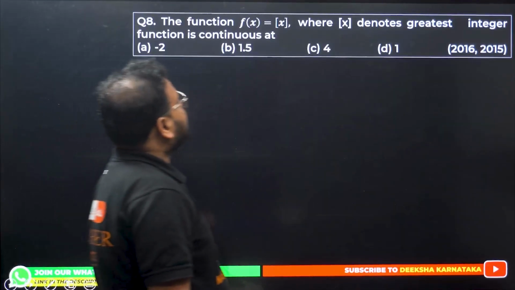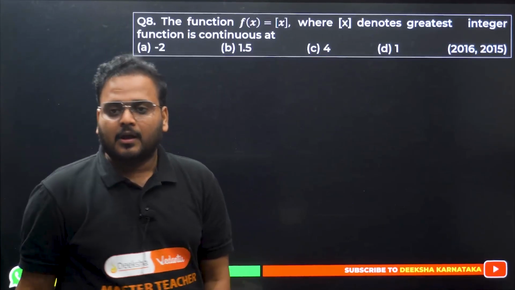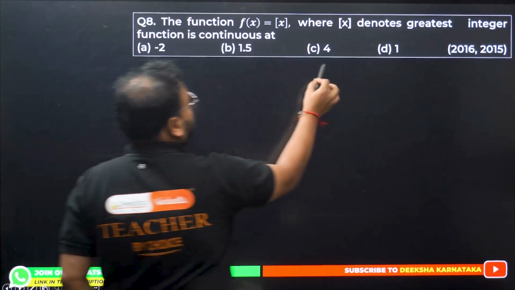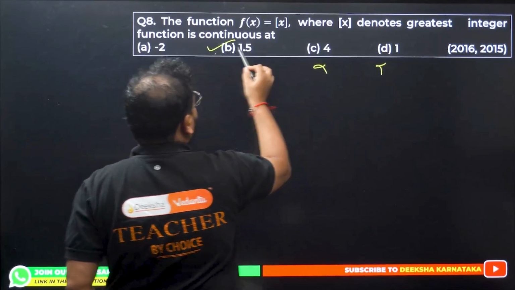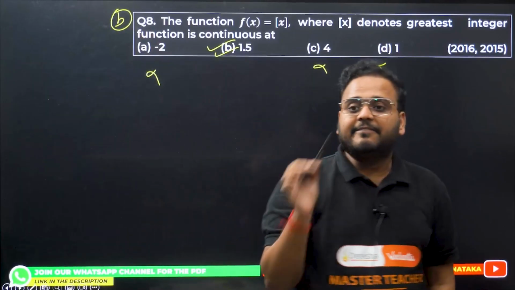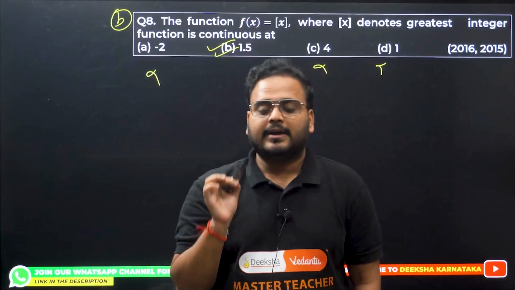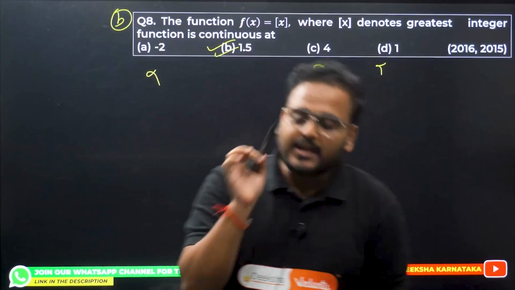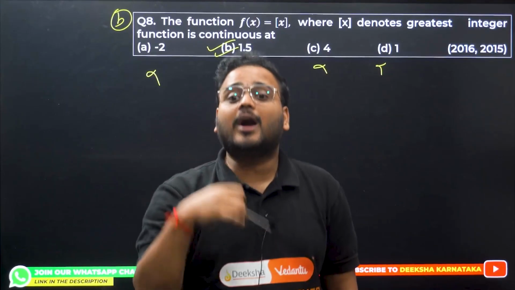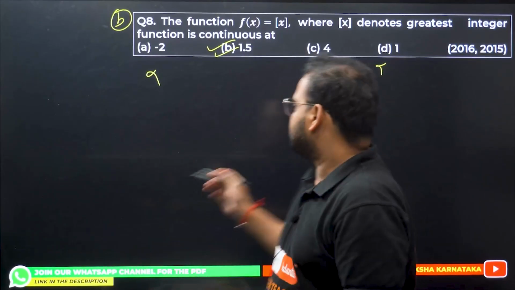The function f(x) is given as gif of x, greatest integer function of x. Continuous? No sir. It means option B is correct. How can you say that? Definition of GIF is what? It is only continuous at non-integral values. At integral values, the limit does not exist.